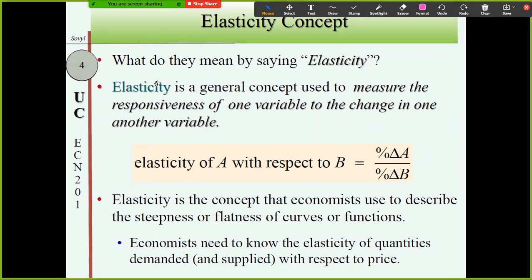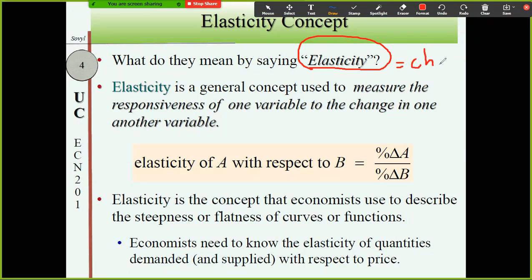Elasticity concept. What do they mean by saying elasticity? What does elasticity mean? When you see elasticity, it means change. This is a symbol, not a sign, a symbol for change: delta. So elasticity is about change. When they say elasticity, they are talking about change. So what is something that changes?